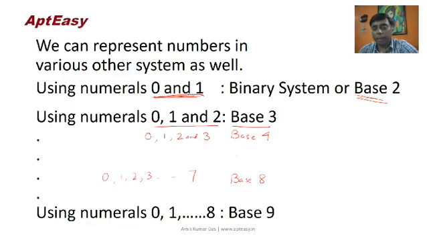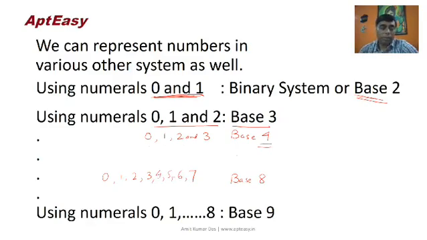So whatever be the base, if it is base 4, we are using the numerals 0, 1, 2 and 3. So there are four symbols that we are using. If it is base 8, we are using 0, 1, 2, 3, 4, 5, 6, 7, so again 8 numerals, 8 symbols. And if it is base 9, you will use 9 symbols, right?